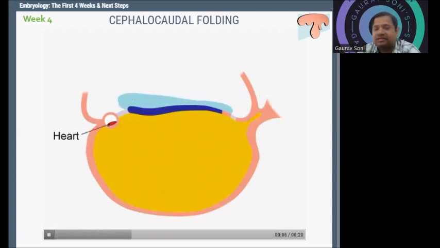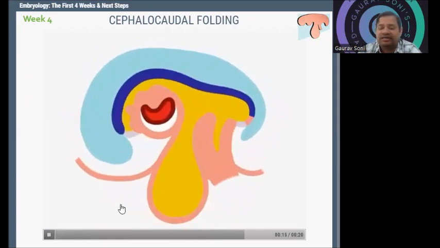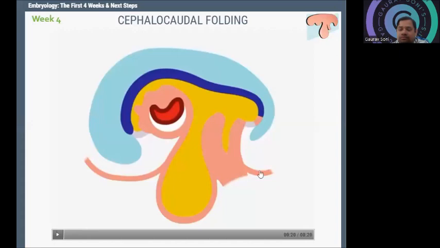Developing brain, then heart, that is cardiogenic area, pericardial cavity, and then there is cephalo-caudal folding. So now see what our basic body plan means. Till now, after 1 month, everything will be developed. Let's see the basic body plan.